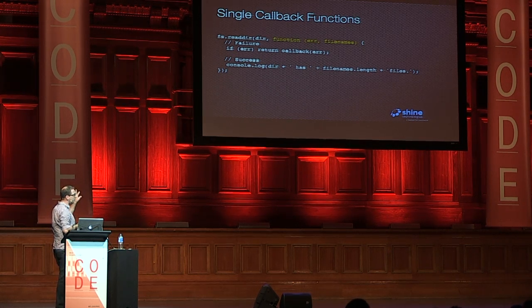So in the case of our single callback function, we actually have to mix our standard successful application code with our error code. And that's one thing where asynchronous programming differs quite a lot from synchronous programming.